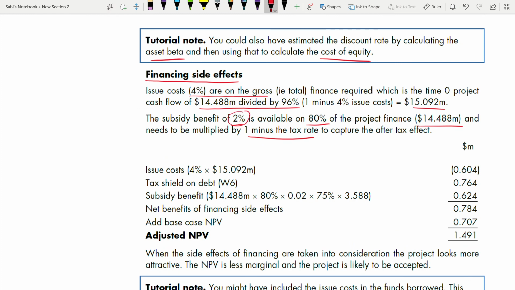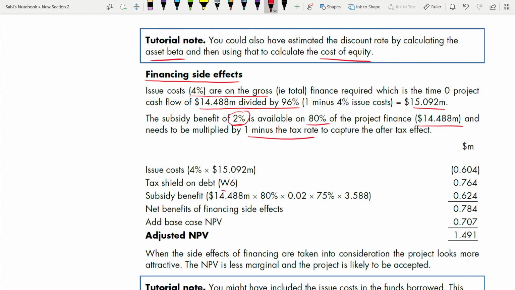This subsidy benefit is 2%. Okay. So how do you calculate the adjusted net present value? The issue cost will be in brackets, 4% of this. That's the issue cost. So first you divide it: 14.48 divided by 96, you are getting 15.092 on that 4%. That is the issue cost.